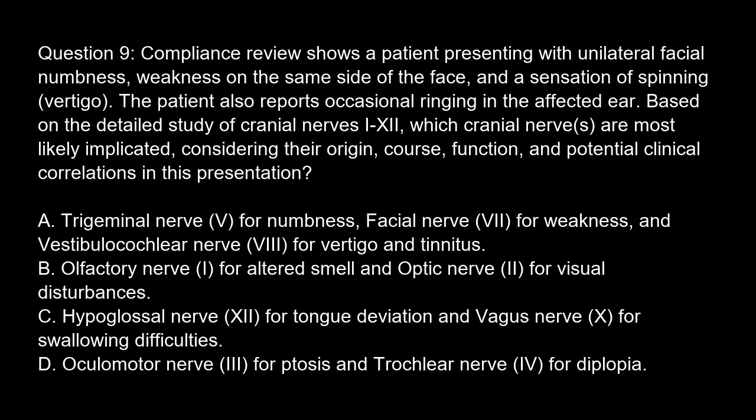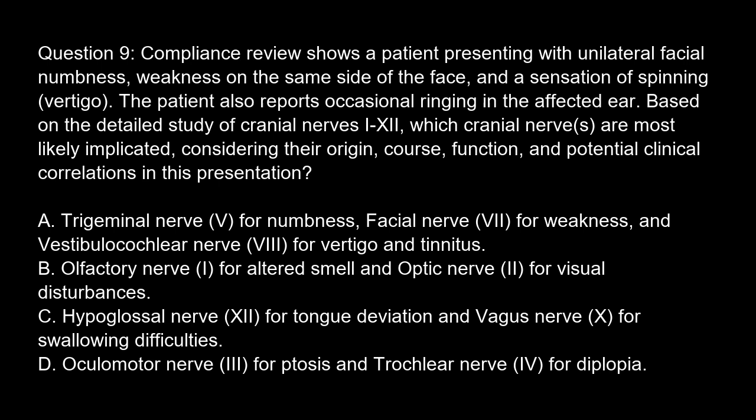Part I. Question 9. A patient presents with unilateral facial numbness, weakness on the same side of the face, and a sensation of spinning vertigo. The patient also reports occasional ringing in the affected ear. Based on the detailed study of cranial nerves I to XII, which cranial nerve(s) are most likely implicated, considering their origin, course, function, and potential clinical correlations in this presentation?